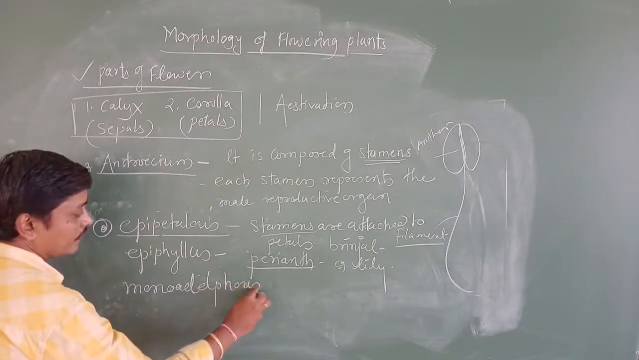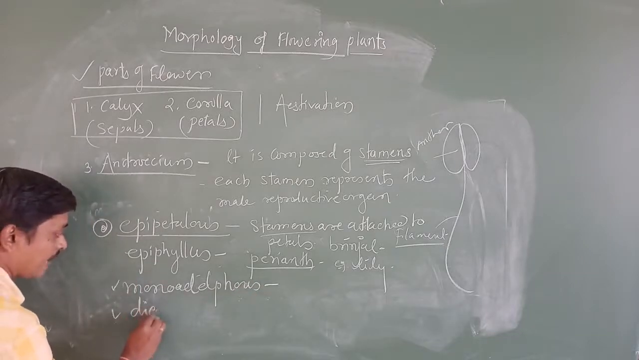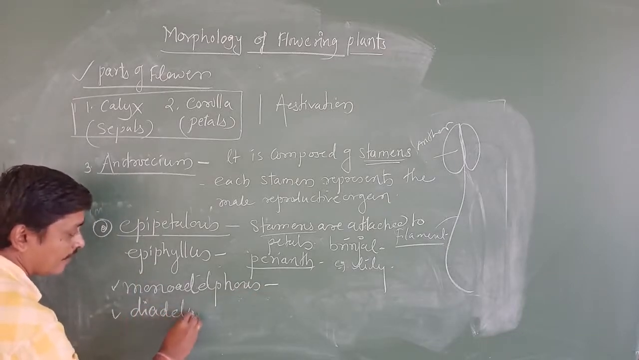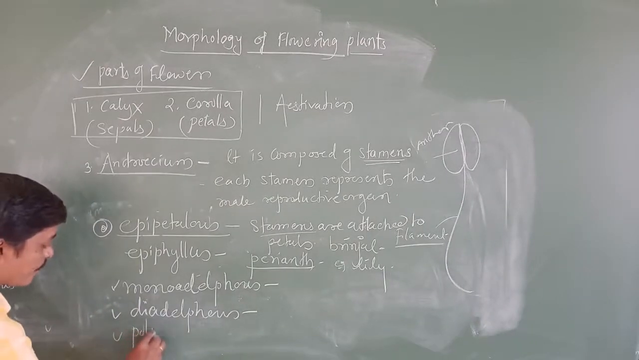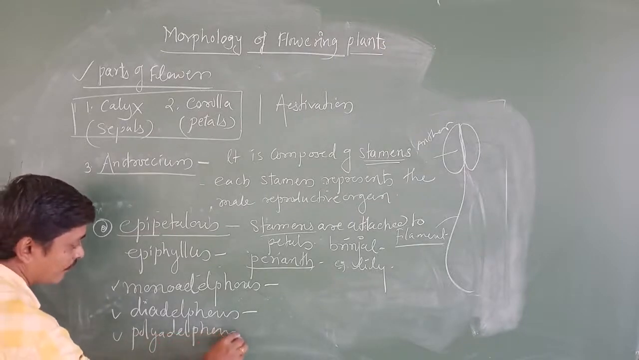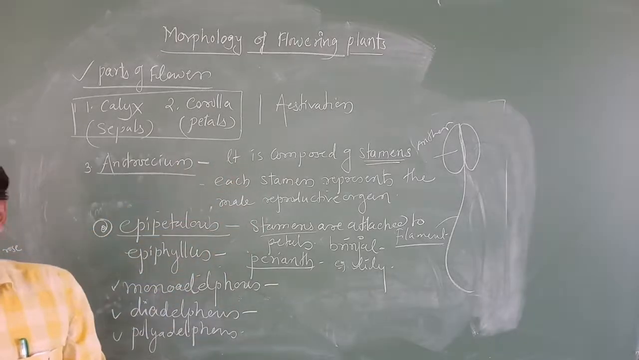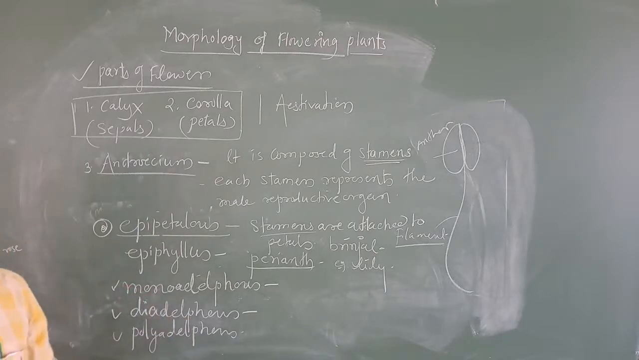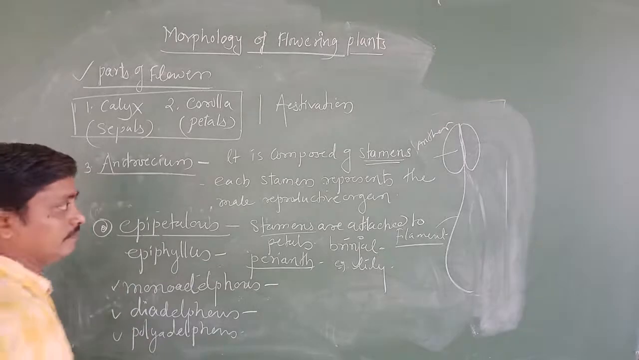Monoadelphus. Second one is diadelphus. Next one is polyadelphus. Here, in monoadelphus, the stamens are arranged in one cluster or one bundle.